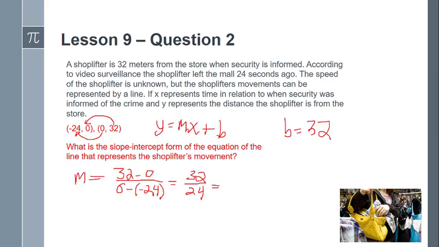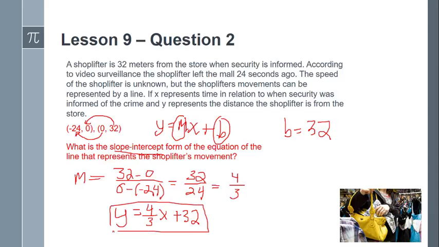And now I'm going to go ahead and reduce this fraction. In this case, I notice that they both have the greatest common factor of 8. So I'm going to divide top and bottom by 8. And then when I do that, I would get 4 thirds. All right, so now we can write our slope-intercept equation. That's what we were asked to do. We know the slope, and we know the y-intercept. So now I can write y is equal to 4 thirds x plus 32. There, we've just written the slope-intercept form of the equation of the line.